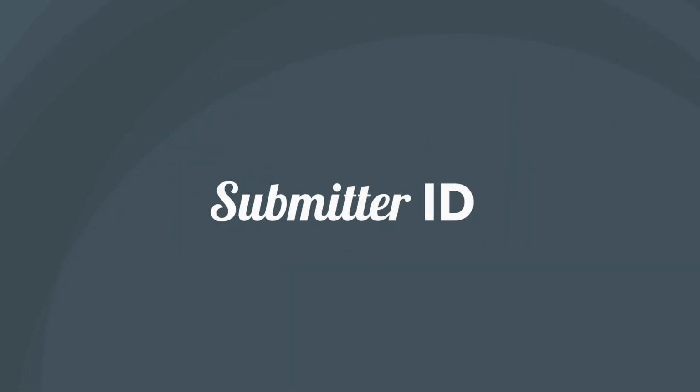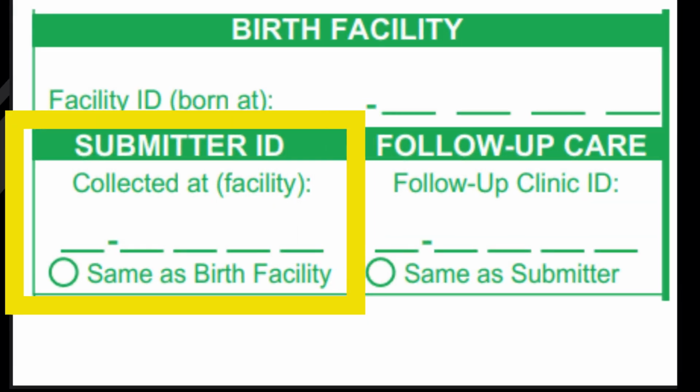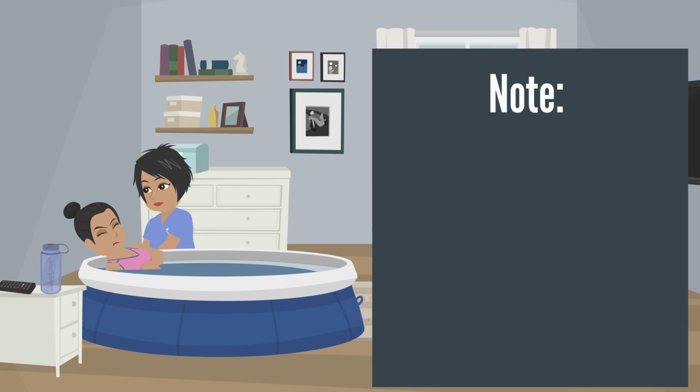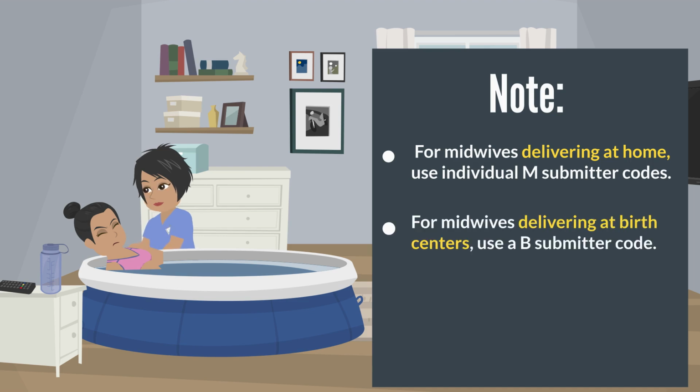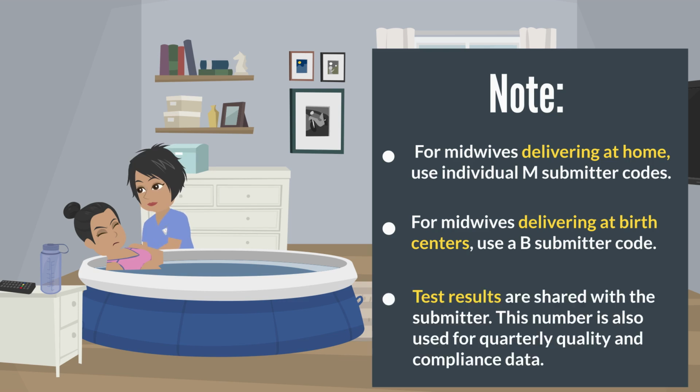Submitter ID. Write the ID number for the facility where the specimen was collected. Fill in the bubble if the submitter is the same location as the birth facility instead of writing a number. Note: for midwives delivering at home, use individual M submitter codes. For midwives delivering at birth centers, use AB submitter code. Test results are shared with the submitter. This number is also used for quarterly quality and compliance data.